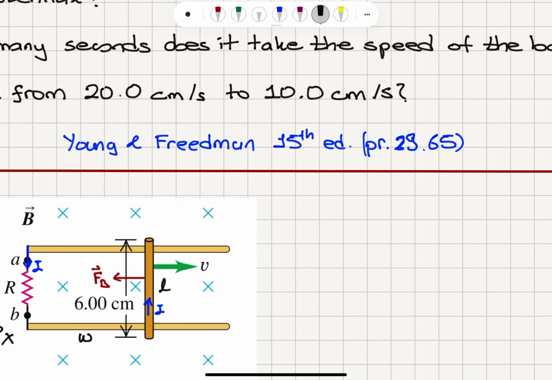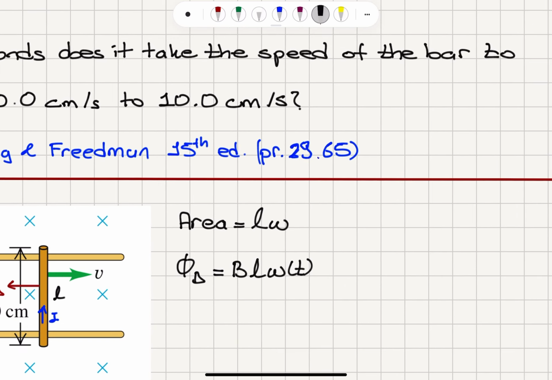Now the area of this conducting loop is its length L multiplied by the width W. So length multiplied by W is the area. The magnetic flux phi B is the magnetic field multiplied by the area, so it's B L W, but I note that W is a function of time. And the speed of this bar, v, is basically dW/dt.